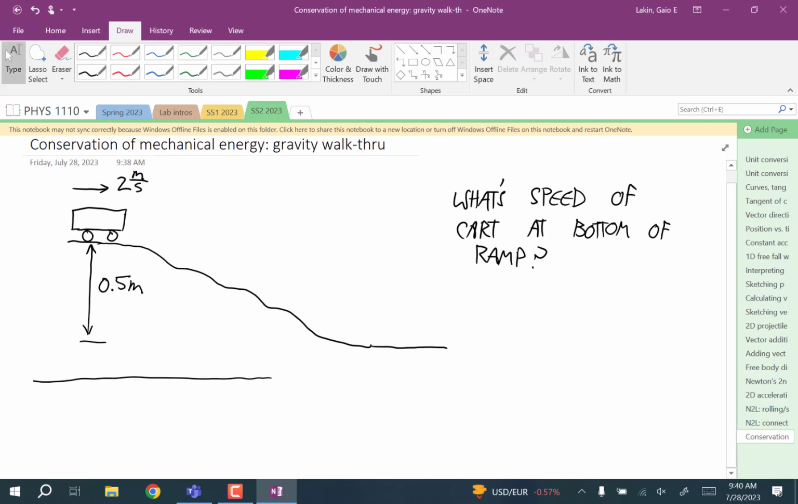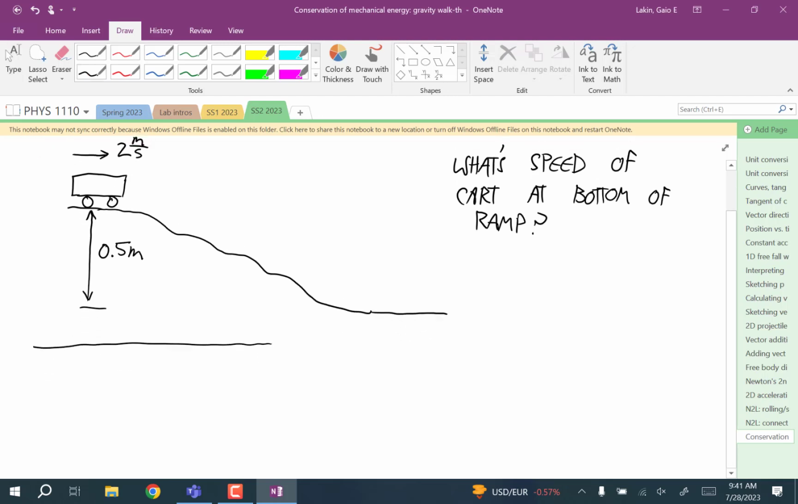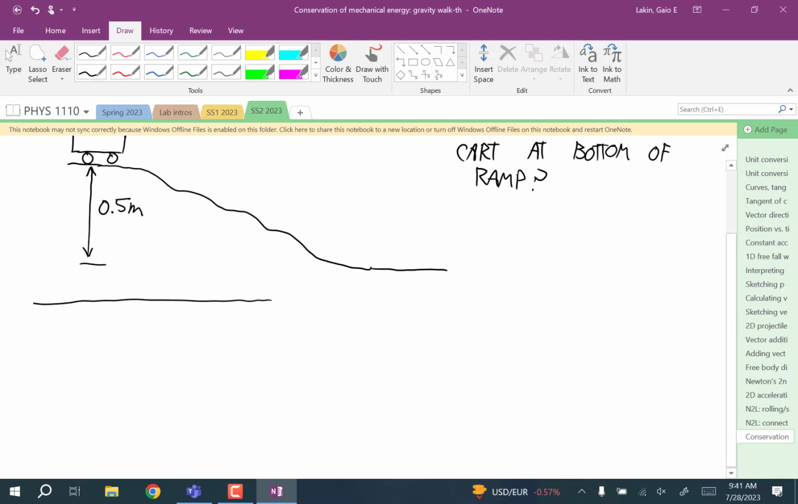Well, the first thing you have to do is make sure that this problem, you can use conservation of mechanical energy for it. So what that means is that the forces that are applied to this body during this motion work for conservation of mechanical energy. Remember, in this class, the simplest way to think of that is here are the forces that we can deal with.